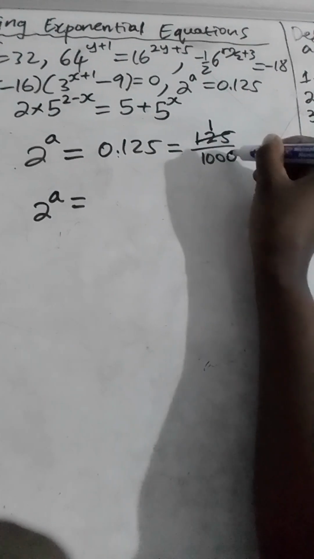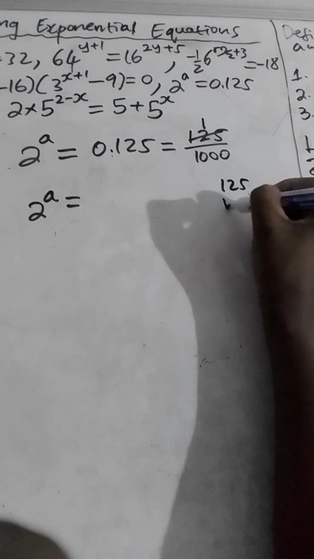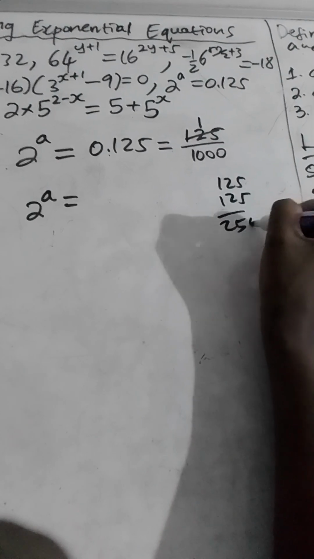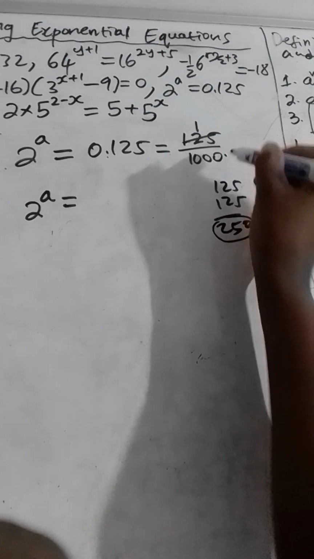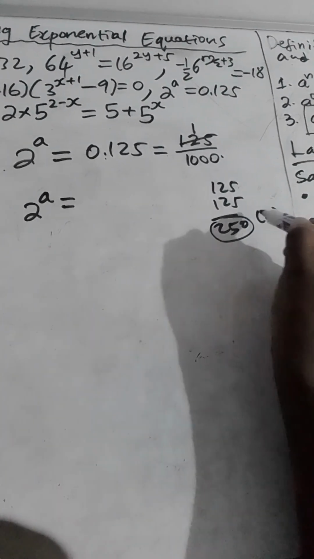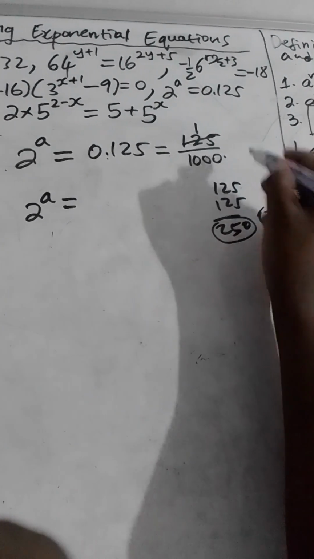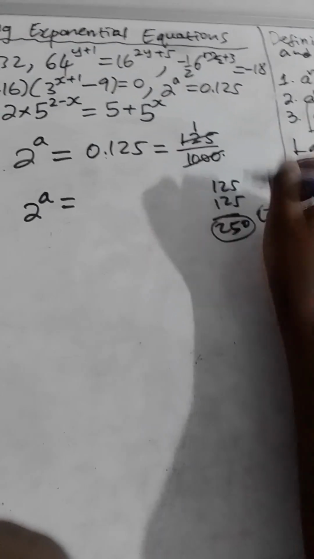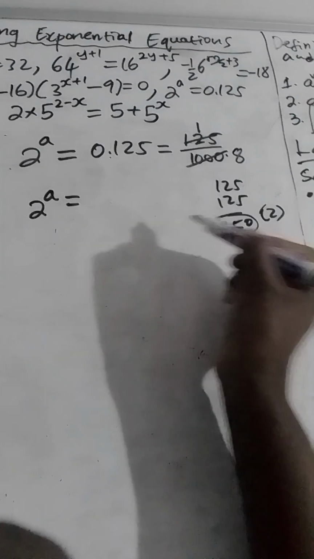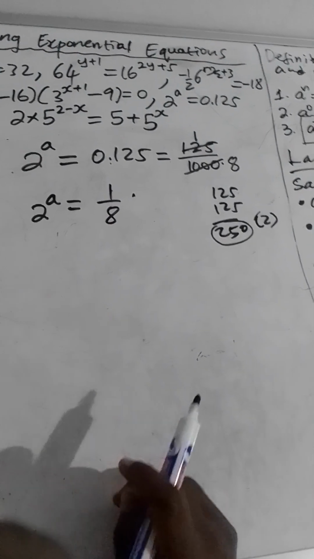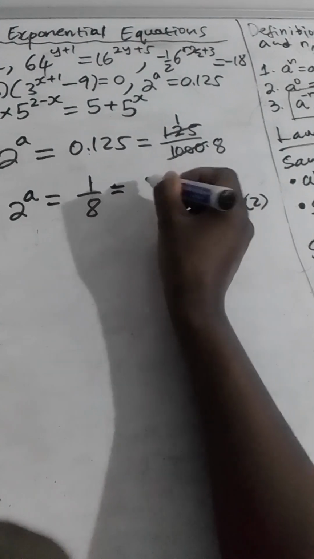125 goes into itself once. 125 and 125 give us 250, and that means we've counted 125 twice. 250 goes into 1000 4 times, but each 250 represents 2 125s. So that means that 125 goes 8 times into 1000. So we have 1 over 8 here. But now, remember, 8 is 2 to the exponent 3. So we have 1 over 2 to the exponent 3.